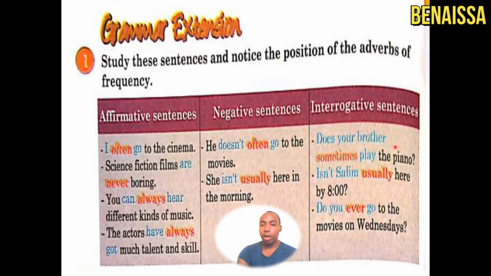Does your brother sometimes play the piano? Science fiction films are never boring. She isn't usually here in the morning. Isn't Sally usually here by 8 o'clock? You can always hear different kinds of music. The actors have always got much talent and skills. Do you ever go to the movies on Wednesday?